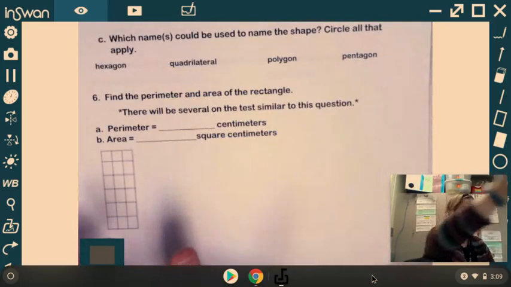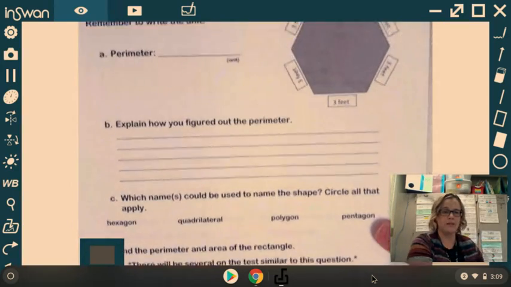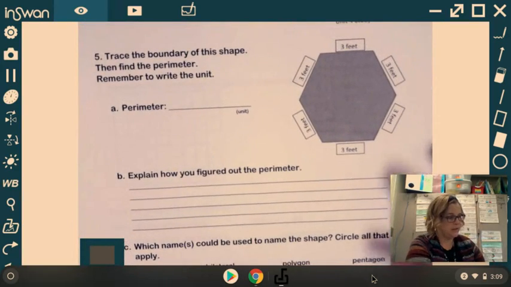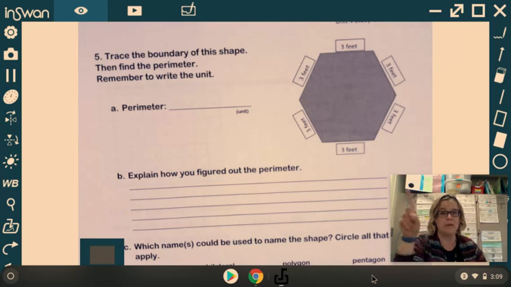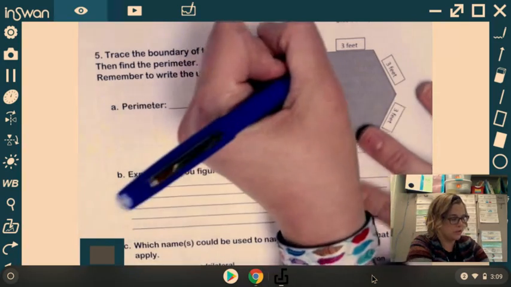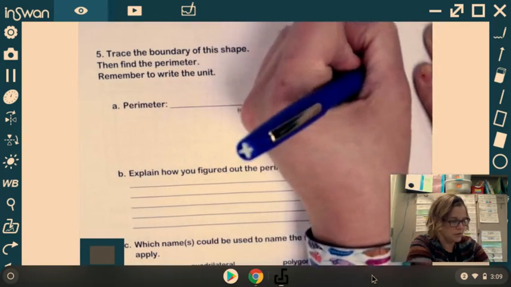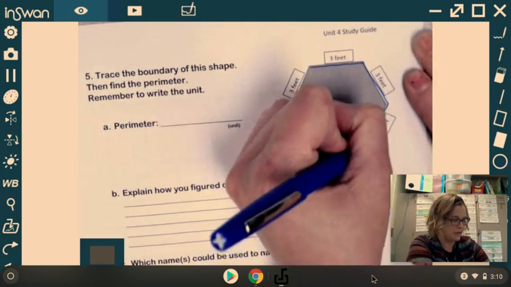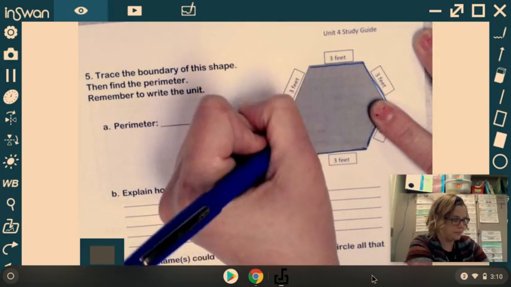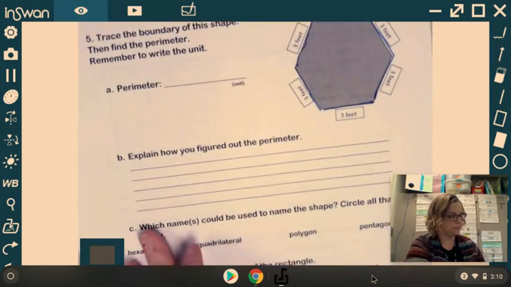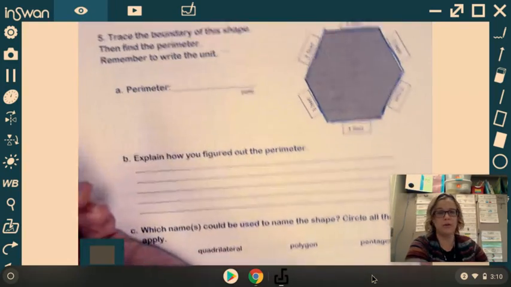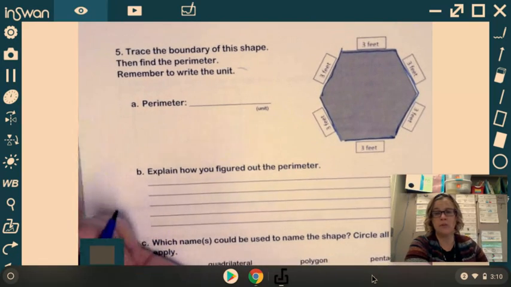All right, looking at the third page, number 5. It says, trace the boundary of this shape, then find the perimeter. Remember to write the unit. So we have two things to do in this. We have to trace the boundary. The boundary goes around the outside. So I'm going to go around the outside of my shape. Okay. Then find the perimeter. Well, perimeter is found when you add them together.